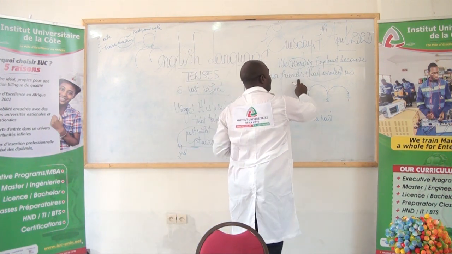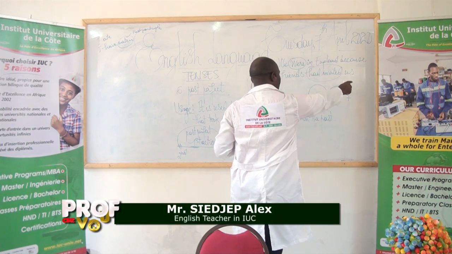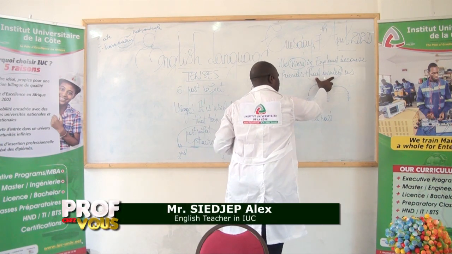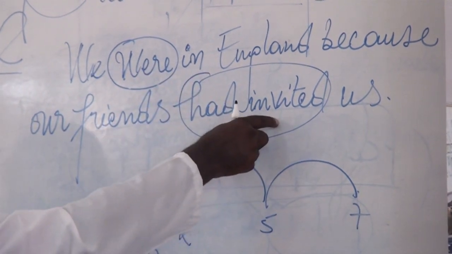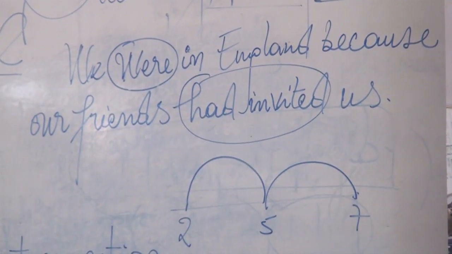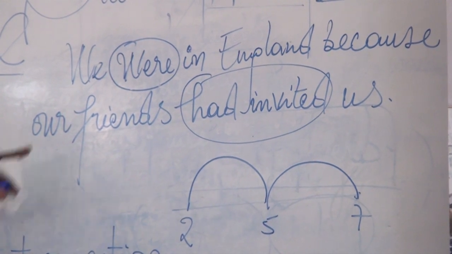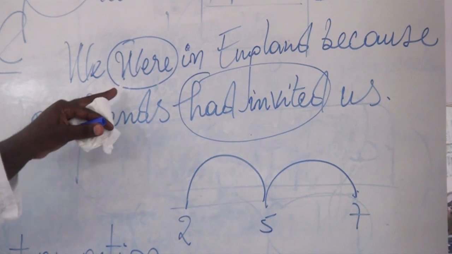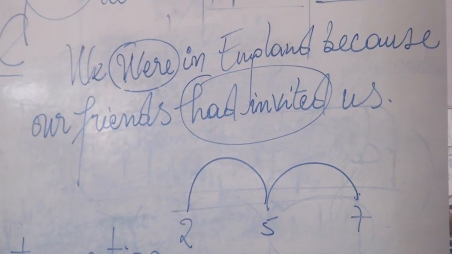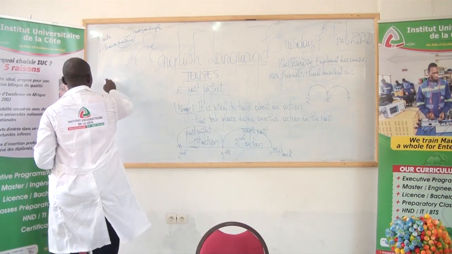We were in England because our friends had invited us. So this is the first action and this is the second action. The verb of the first action is conjugated into the past perfect tense and the verb of the second action is conjugated into the simple past tense. Very good. Now we are going to continue with the structure.